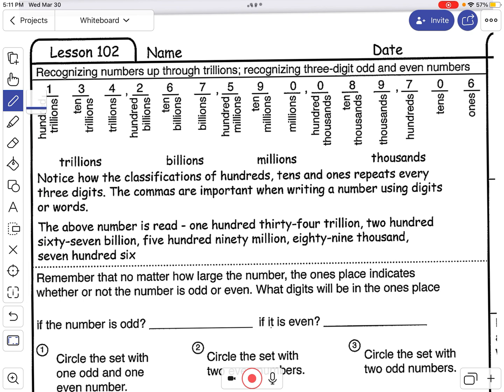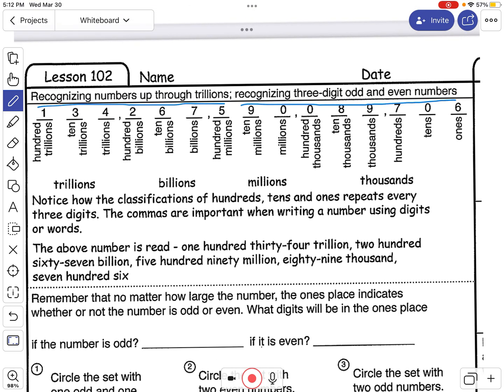Okay. Today we're going to learn how to recognize numbers up through the trillions place and recognizing 3-digit odd and even numbers. Not too tough. So let's take a look at all the place values here. You already knew ones, tens, and hundreds, right? That's the first three place values.